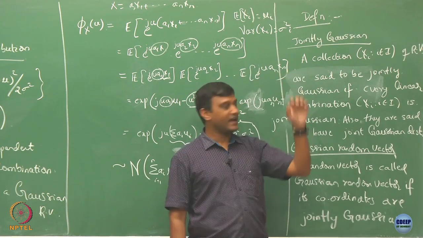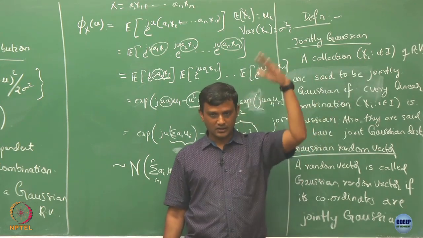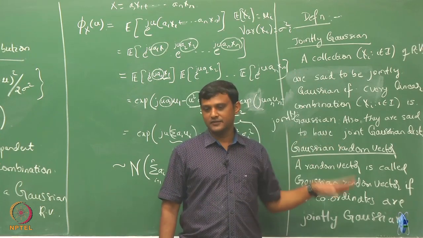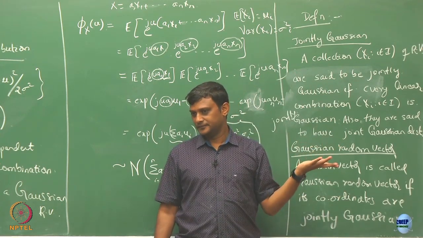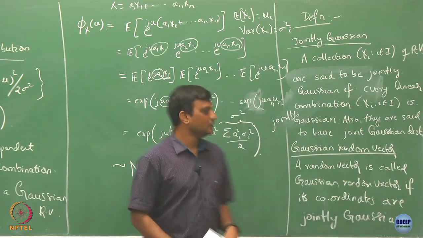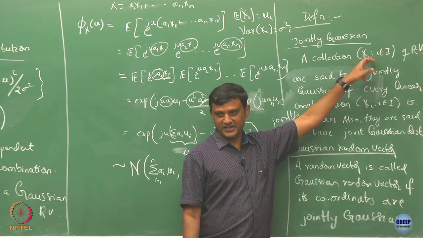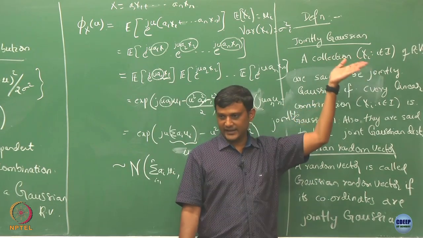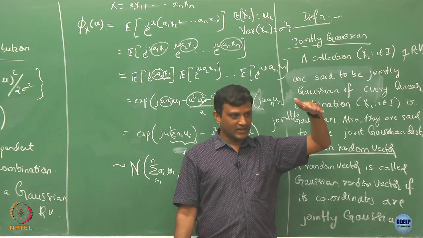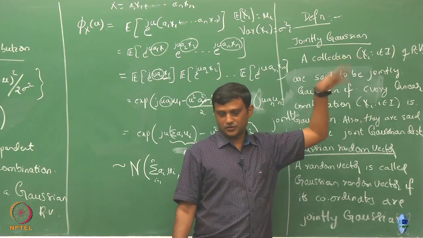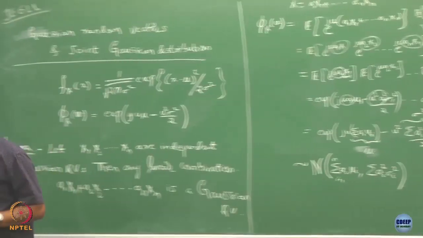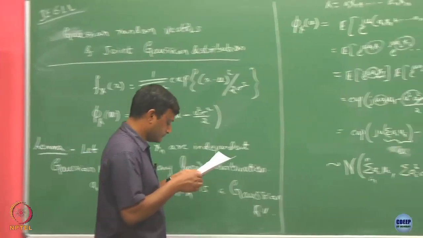We can treat them as these components, and if these components happen to be jointly Gaussian, then we are going to call that random vector simply a Gaussian random vector. Here we just said a collection of random variables, but I can treat this whole collection of random variables as a vector in which these variables constitute the components.